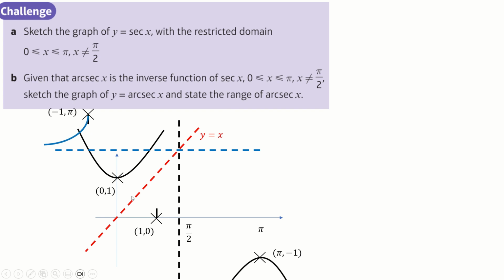And exactly the same argument is made here. It can't start going this way as well, because then it would hit y equals x, which is not allowed to do. So it has to head this way. And our graph will do this, and that's pretty much the picture.